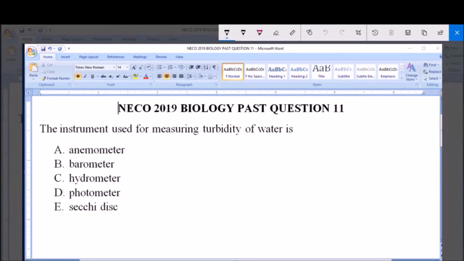NECO 2019 Biology Past Question, question 11. The instrument used for measuring turbidity of water is A. Anemometer, B. Barometer, C. Hydrometer, D. Photometer, and E. Secchi disc. Now, turbidity, like we know, is one of the abiotic factors of the ecosystem, and turbidity is caused by the presence of suspended matter in water.